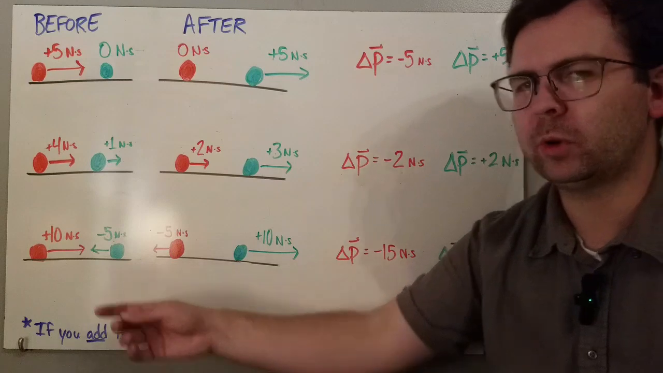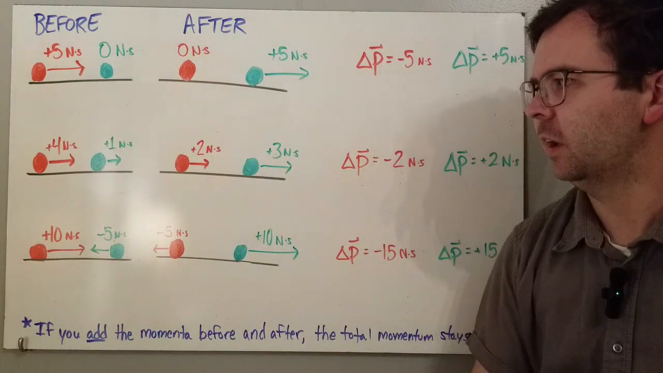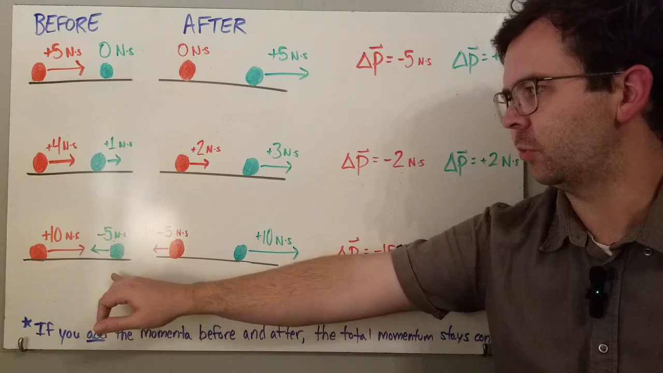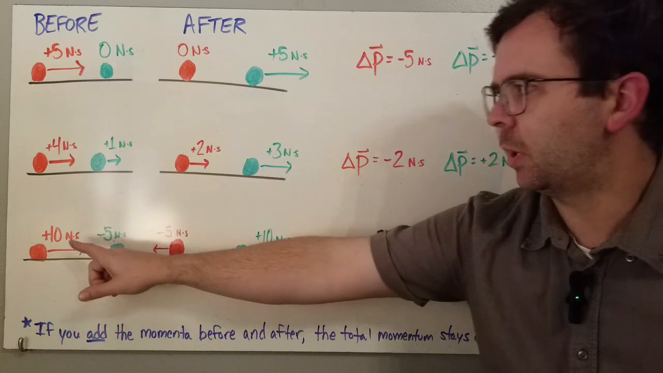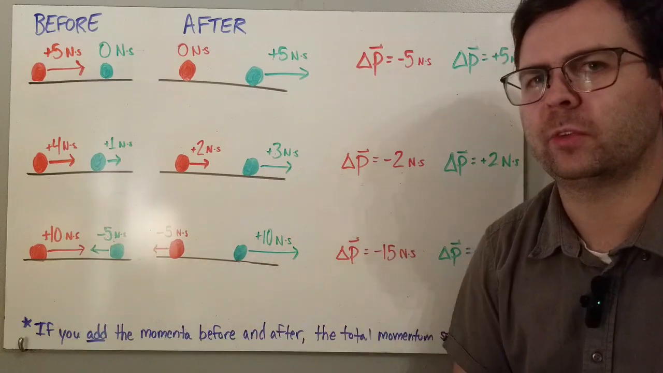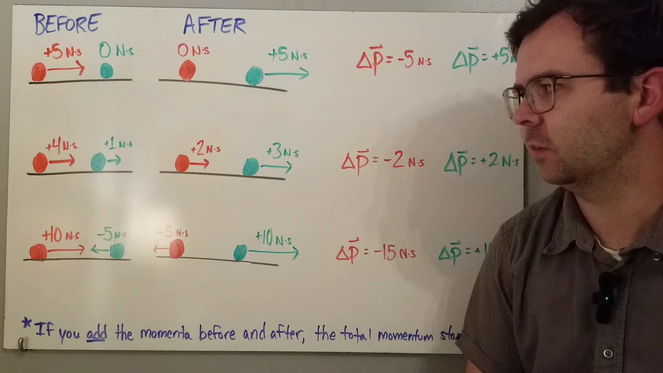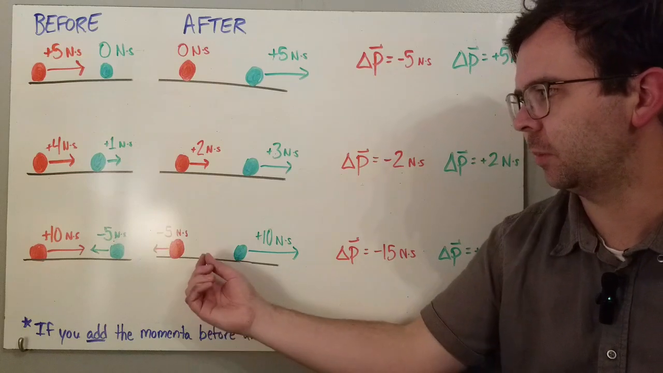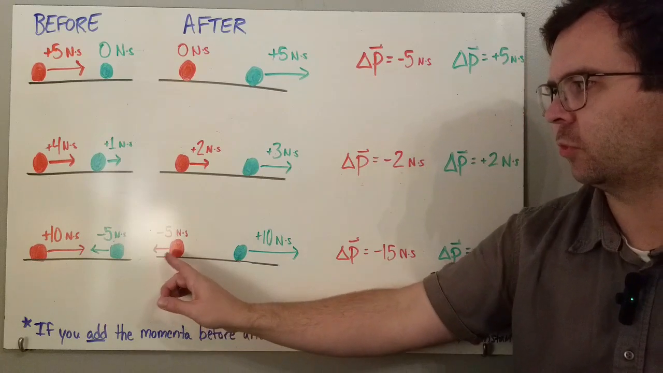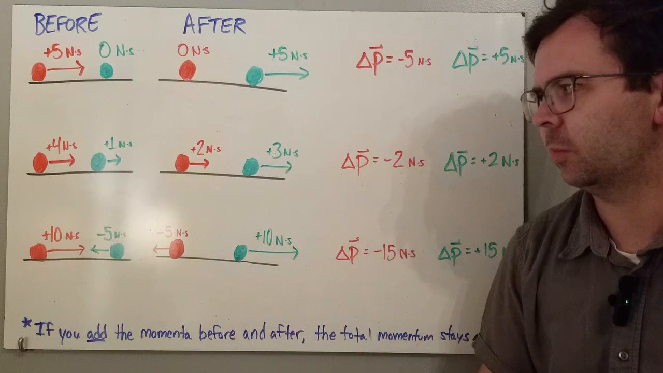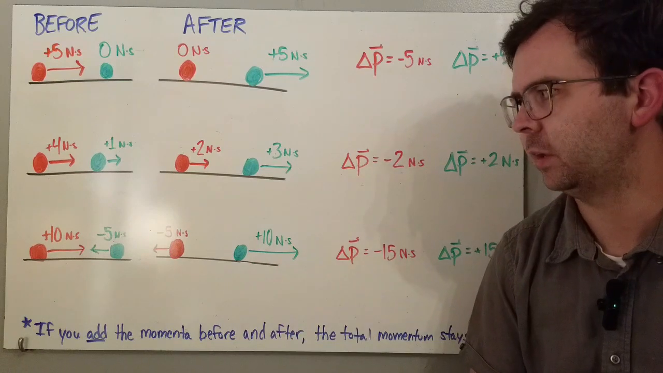All right, this last example, what if you threw the balls together like I did there? What if they collide with each other in this way? Let's say we have 10 Newton seconds to the right, that's positive, and then 5 Newton seconds to the left for the green ball, that's negative. So they collide with each other and they end up going in opposite directions. They bounce off each other. And the red ball moves with 5 Newton seconds to the left, and the green ball goes 10 Newton seconds to the right.